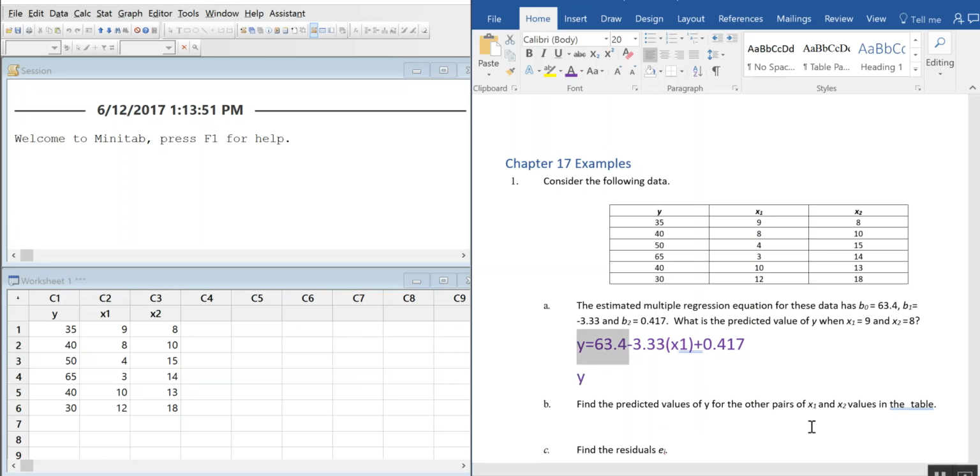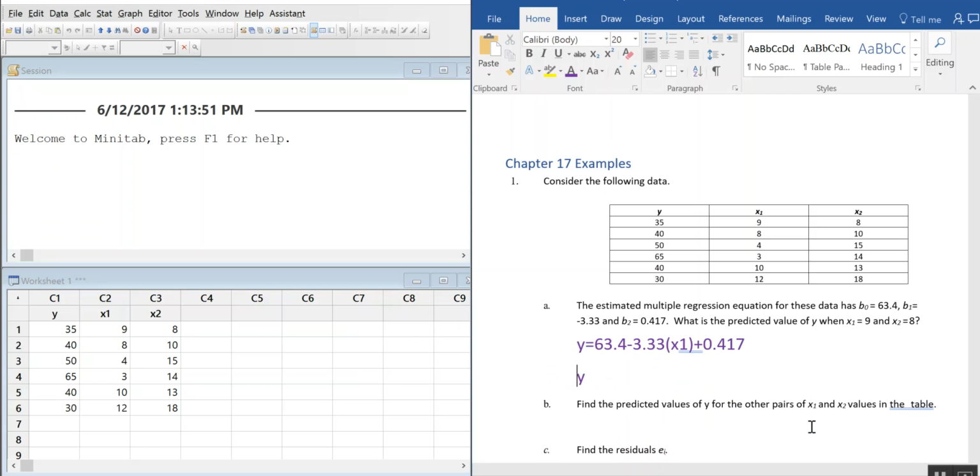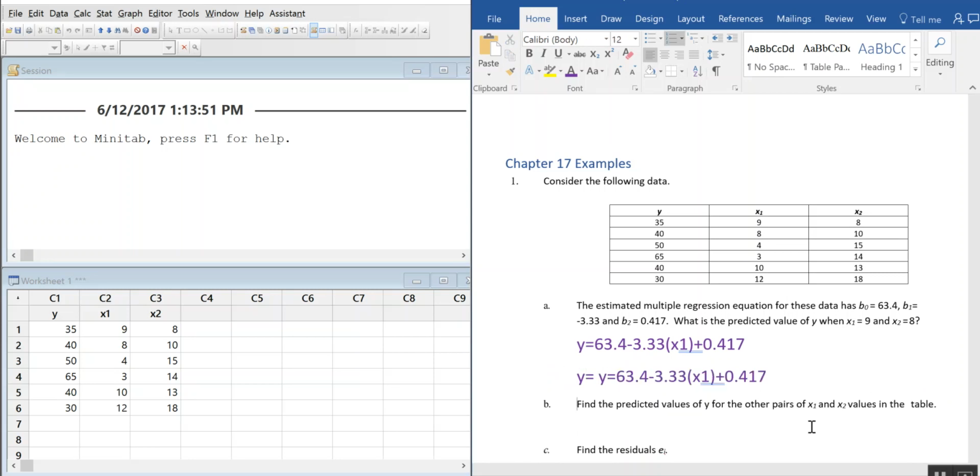And then if I'm looking for a predicted value of y, I'm going to use this equation again that I just made, but I'm going to be plugging in particular values of the x's that I'm looking at. So since x1 is 9, I'll be putting in 9 for x1.